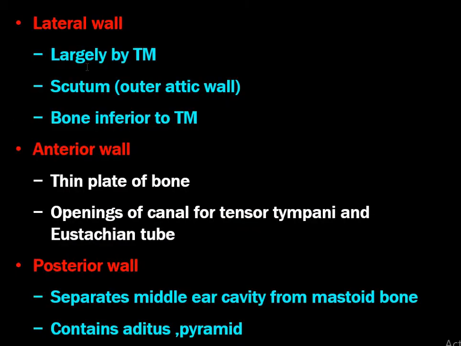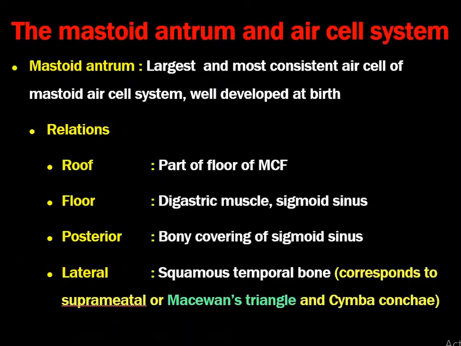The lateral wall is largely formed by the tympanic membrane, and the scutum is also defined as the outer attic wall, which is more lateral, and sometimes bone inferior to the tympanic membrane is also seen in the lateral aspect, that is part of the hypotympanum. The anterior wall contains a thin plate of bone with openings of the canal for tensor tympani and the eustachian tube, and the posterior wall separates the middle ear cavity from the mastoid bone, containing the pyramid.